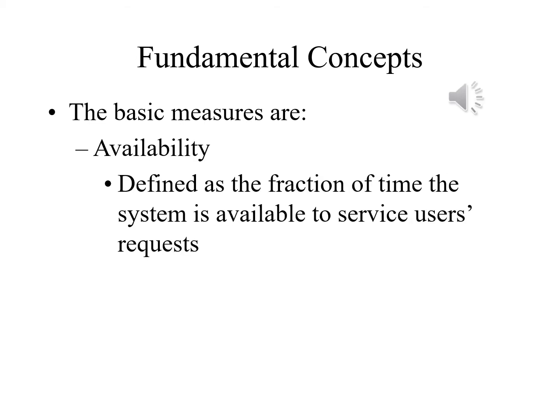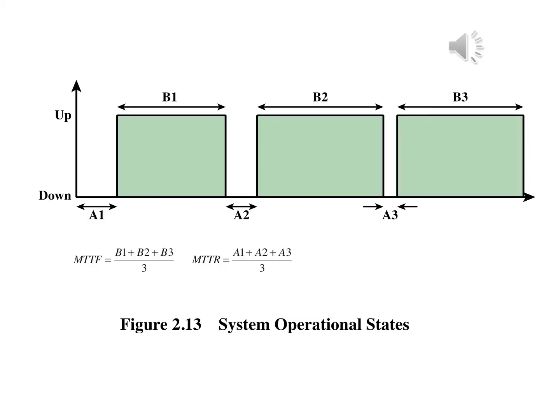The availability of a system or service is defined as the fraction of time the system is available to service users' requests. Equivalently, availability is the probability that an entity is operating correctly under given conditions at a given instance of time. The time during which the system is not available is called downtime. The time during which the system is available is called uptime. This figure illustrates the relationship among the parameters.